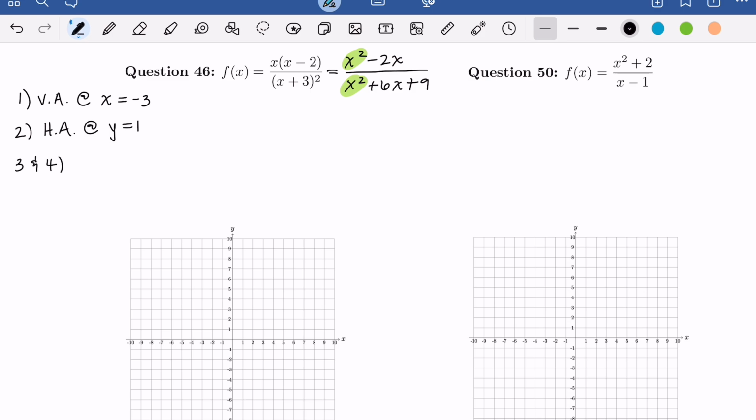Okay, so if we want to find our y-intercept, we set x equal to 0 here, so we plug 0 into this function. If we plug in 0, we end up with 0 in the numerator and 9 in the denominator. So this is just going to be equal to 0, which tells us that our y-intercept is the origin. Now for our x-intercept, we're going to set our output equal to 0.